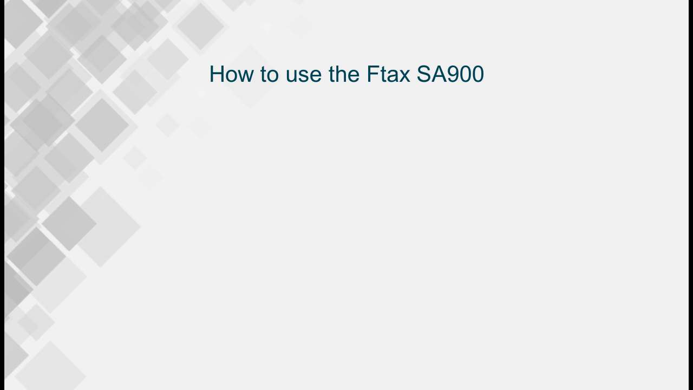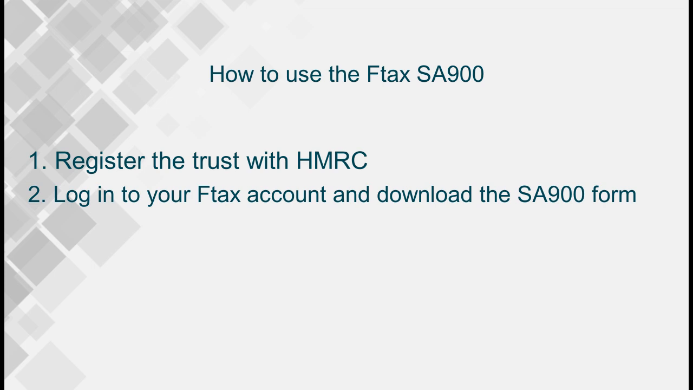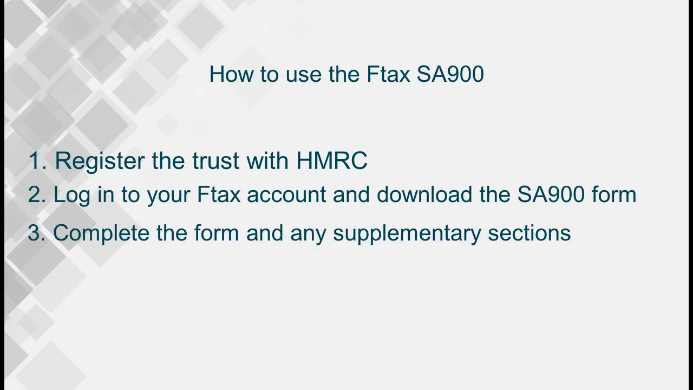To submit an Ftax SA900 tax return, the following steps must be taken. Please make sure that you have a Government Gateway username and password. Log in to your Ftax account and download the Ftax SA900 form. Complete the form, including any relevant supplementary sections.